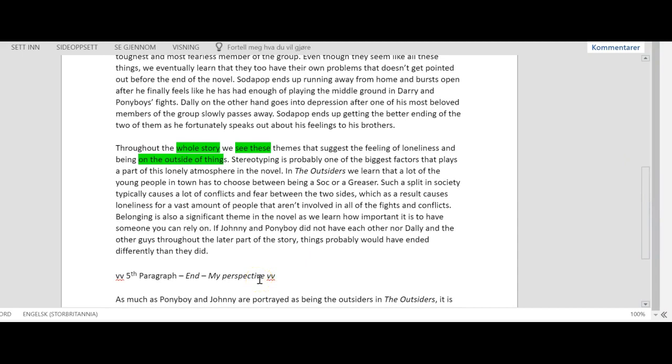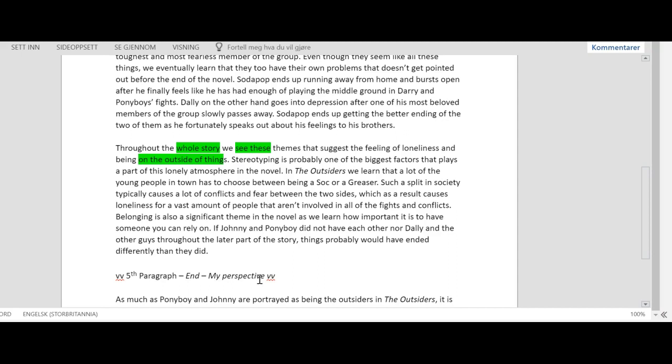Throughout the whole story, we see these themes that suggest the feeling of loneliness and being on the outside of things. I think it's a clear topic sentence, but I couldn't help myself with the color coding here because I'm not going to be color coding at the bottom of your text. So throughout the story, instead of "we see these themes," we encounter themes that suggest the feeling of loneliness and being on the outside. Or being an outsider, I think, would be even more precise.